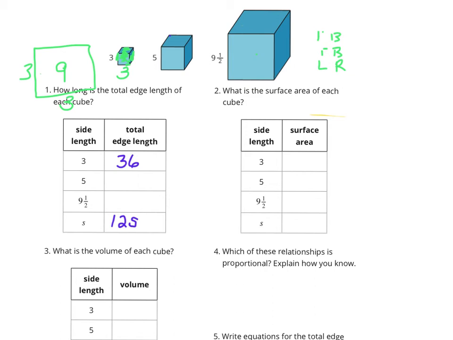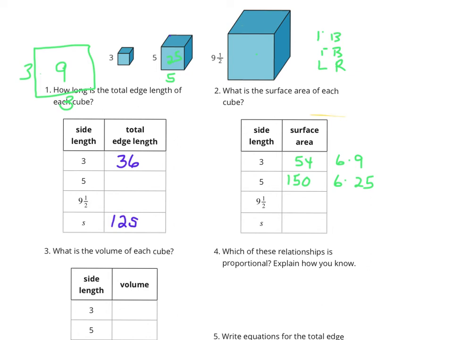So for that first cube, where its front side has an area of 9, there are 6 of those 9s, giving me a surface area of 54. That's 6 sides times the area of 9. I would do the same thing for the 5. The area of one of those flat sides would be 25, but there's 6 of them, giving me an area of 150. So 6 times 25. You do the same thing for the 9.5, so hit pause, find out that area for me.